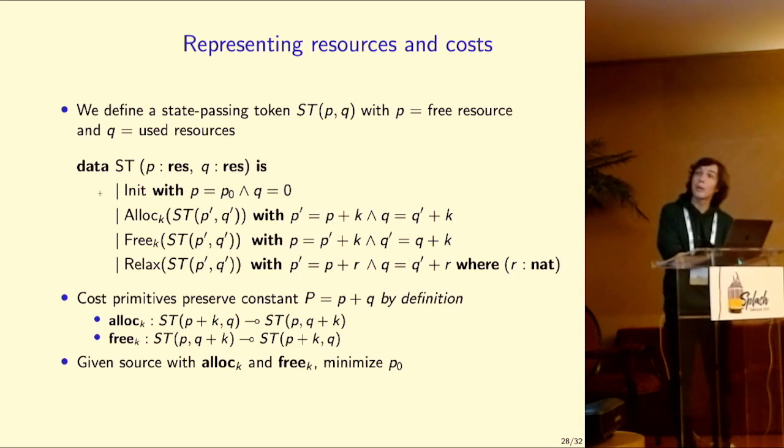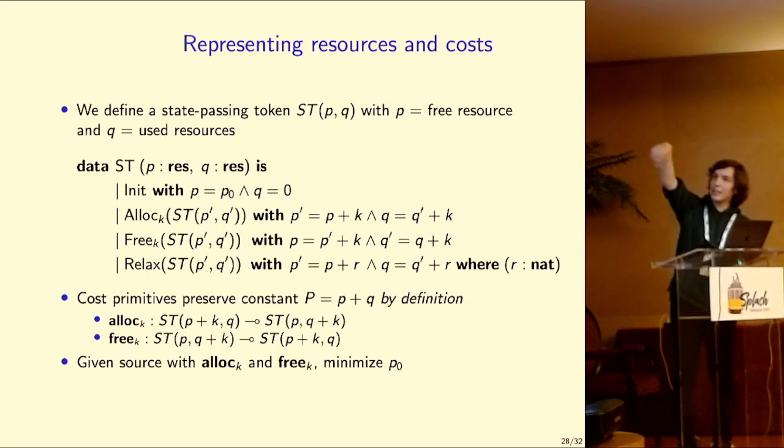As the program begins, some constant amount of resources are free, and none of them are currently used. Then, when we allocate some value, we just move some resources from the free side to the allocated side, and we do the reverse when freeing those resources. And we also have a relaxation operation which allows us to add imprecision to our static analysis to make the problem easier to solve.